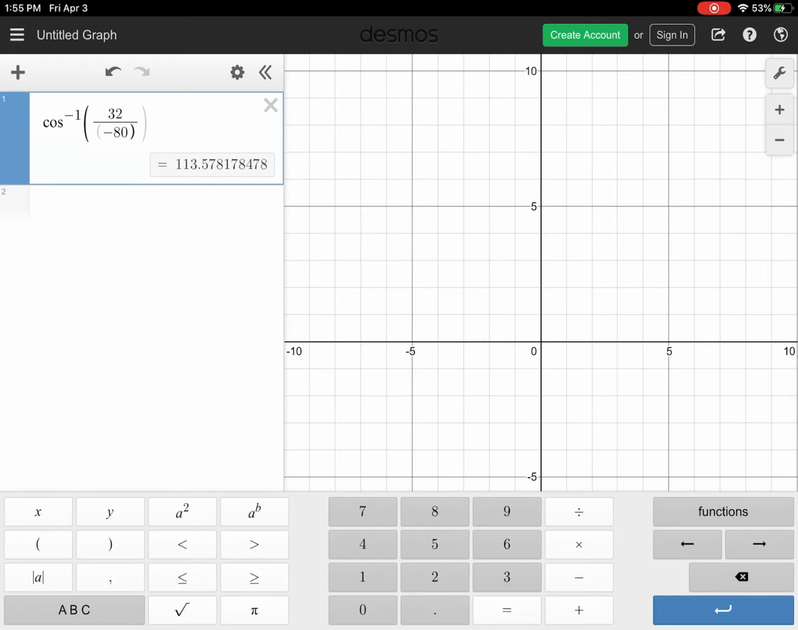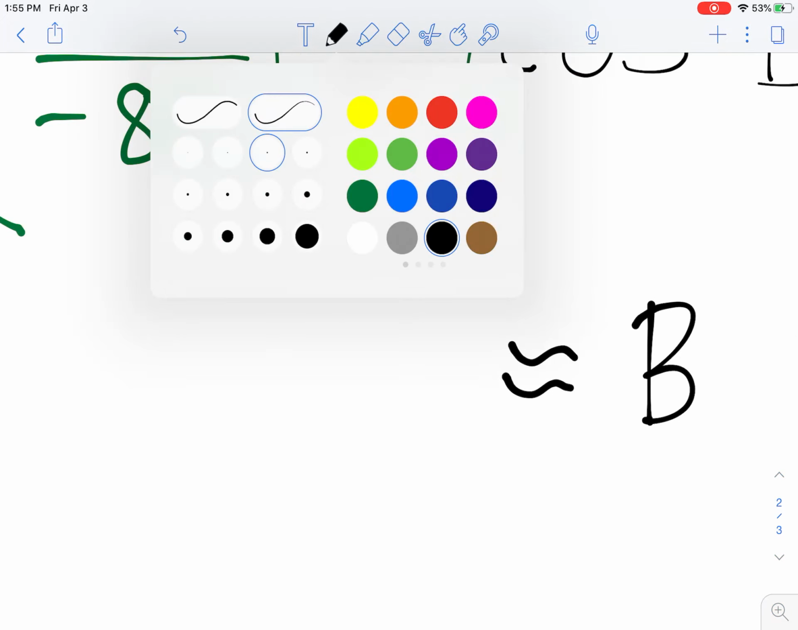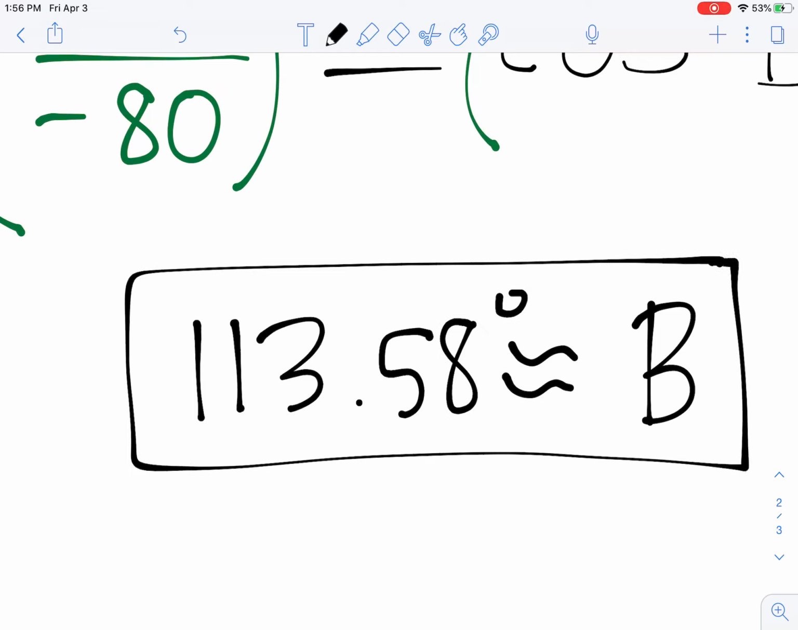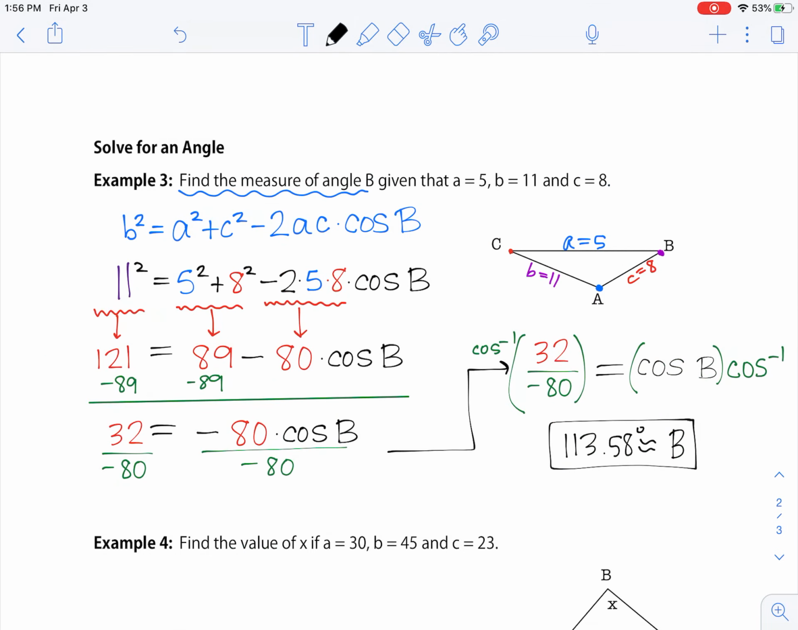And we should get that our angle measure is 113.58 degrees. And that is how you find a missing angle when you know all three sides of a triangle that is not a right triangle using the law of cosines. All right, so again, like I stated before, if you want to pause now, work through example 4, and once you have yours completed, play the video to see if you've done it right, power to you.